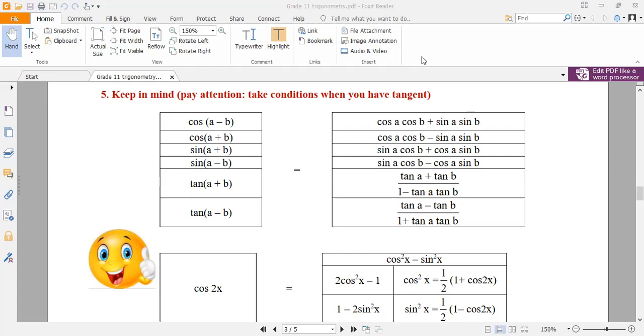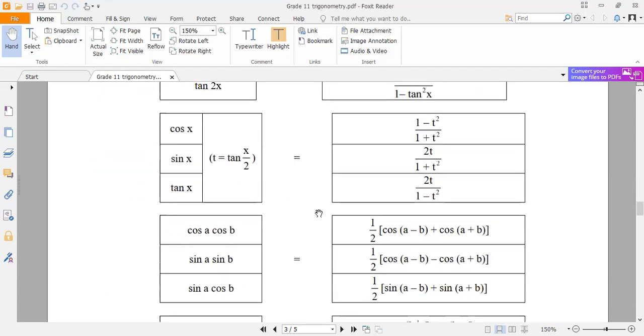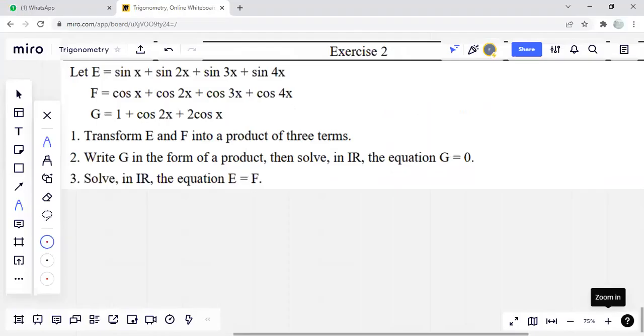Okay, so I sent you this PDF about the trigonometric identities, the new trigonometric identities. And we'll be solving exercise 2 from that PDF I sent you. So in the first part, they gave us E, F, and G. They asked us to transform E and F into a product of 3 terms. So let's start with E, for example. There is no page because it's from the PDF. There is only one exercise so you won't be confused.